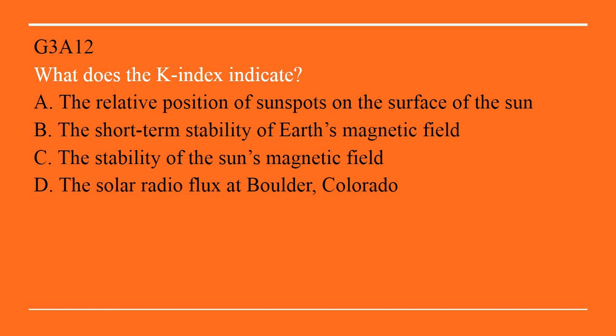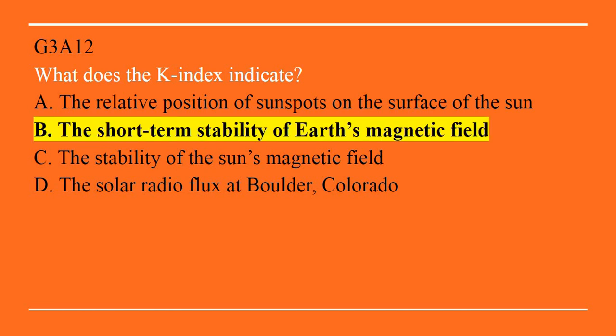G3A12, what does the K index indicate? A. The relative position of sunspots on the surface of the sun. B. The short-term stability of Earth's magnetic field. C. The stability of the sun's magnetic field. Or D. The solar radio flux at Boulder, Colorado. Correct answer is B, the short-term stability of Earth's magnetic field.